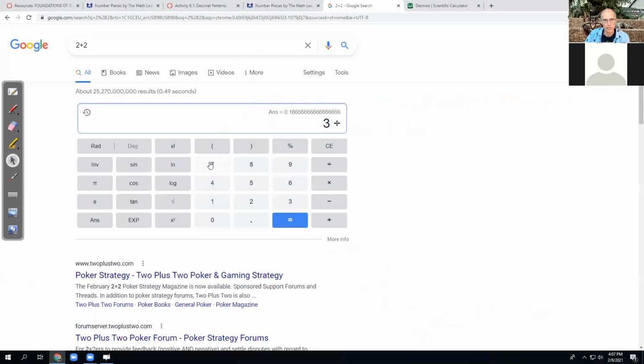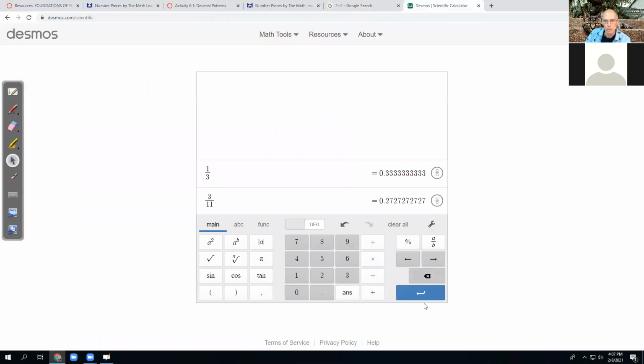So this is 3/7. And Google says 0.428571 42857. Next would have been a 1, so rounding isn't too much of a problem. The 7 didn't get rounded up to an 8. What about Desmos? 3 divided by 7. Notice Desmos says 8 at the end here, because it's rounding what would be a 5 next, and the 7 up. So different calculators give slightly different results depending on how many decimal places they show.